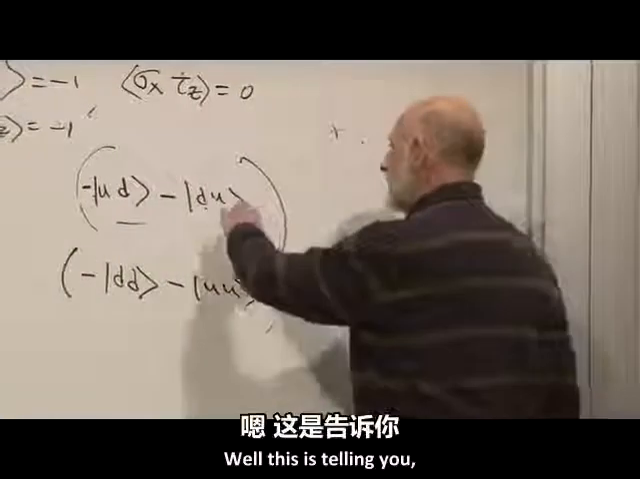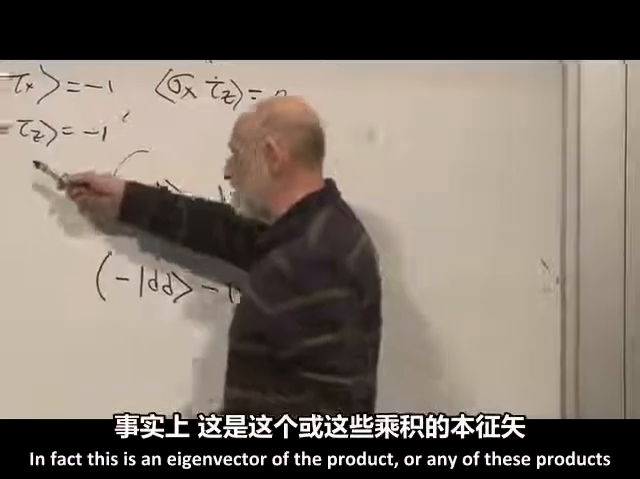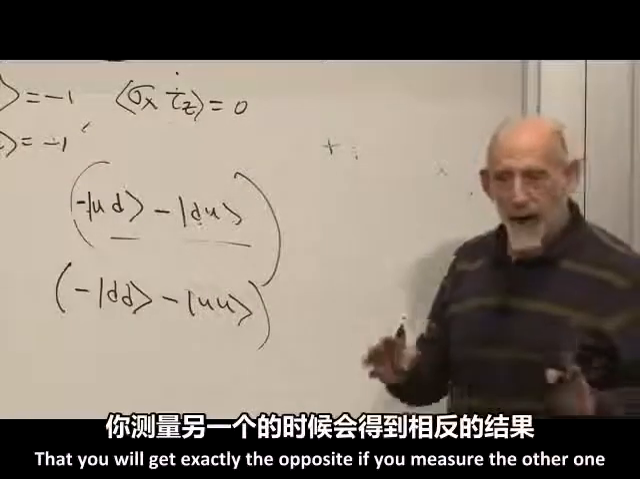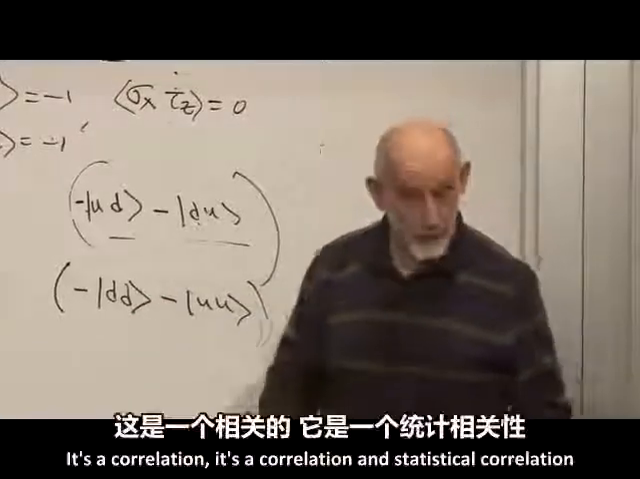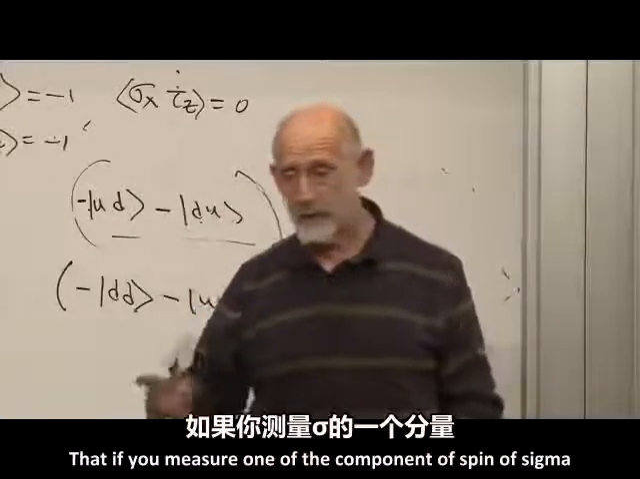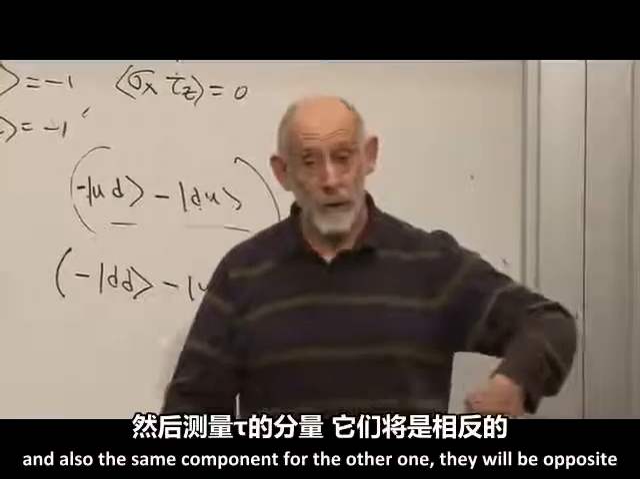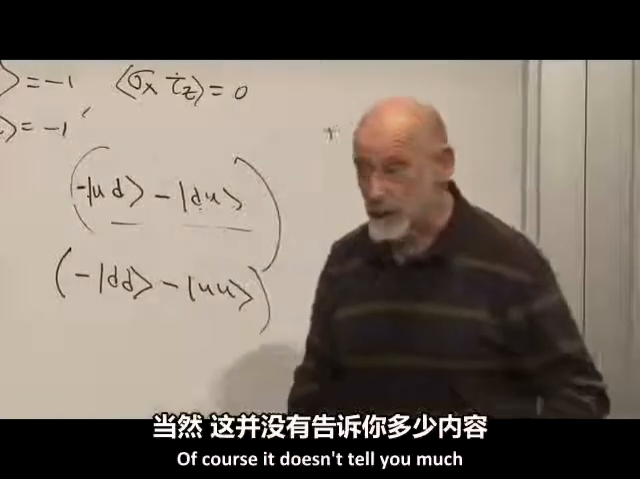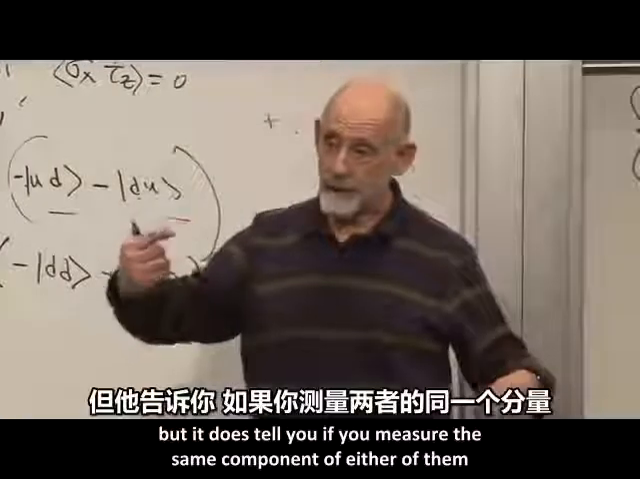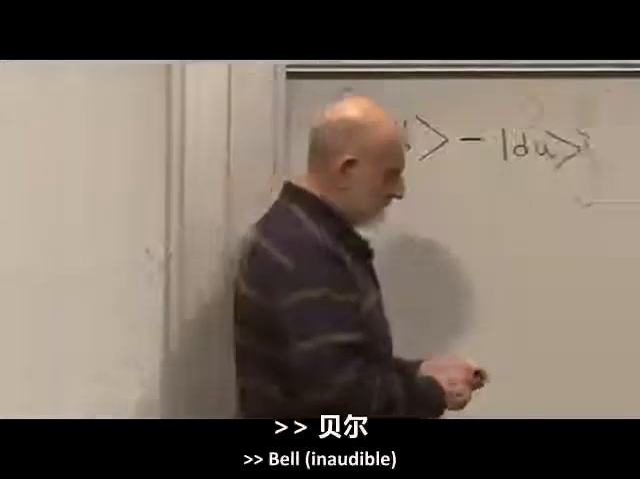What this is telling you, since the product is always equal to -1, in fact, this is an eigenvector of any of these products, is that if you measure any component for one of them, you will get exactly the opposite if you measure the other one. It's a statistical correlation, that if you measure one of the components of spin of sigma, and also the same component for the other one, they'll be opposite. It doesn't tell you much if you measure the x component of this spin and the y component of that spin. But it does tell you that if you measure the same component of either of them, they will come out opposite. Yeah. This is Bell's theorem, you know, the John Bell paper.